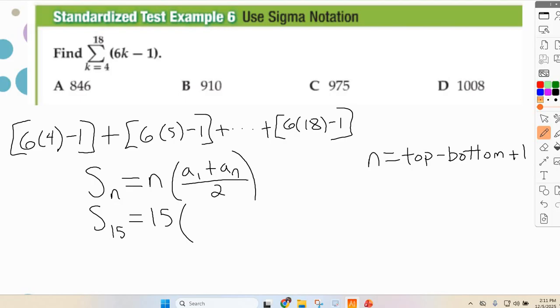Because this would be my first term. So 6 times 4 minus 1 gives us 23. And then my last term, I'm going to again plug in 18 last, but my term is what I get when I actually plug it in. So what do we get if we do 6 times 18 minus 1? 107. Sounds good. And then we can plug all of that in to find our total. And what do we get?